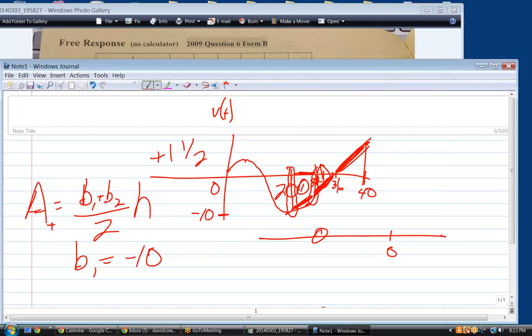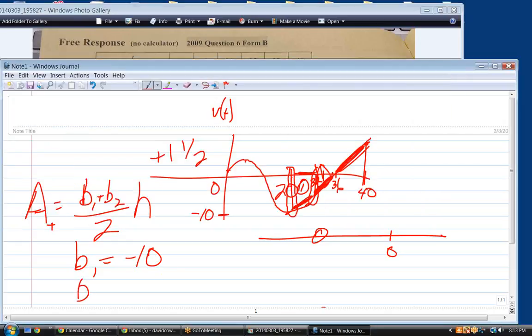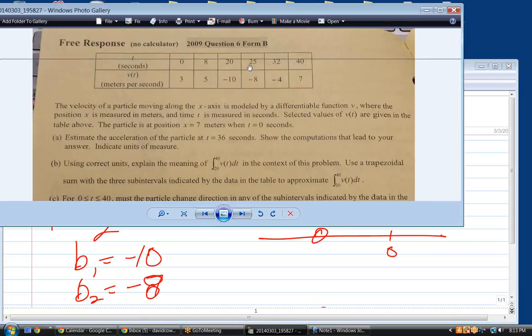Base 2 would be approximately at 27. I'm going to estimate the value of v of t at 27 to be minus 7. She said 8 for that one. Minus 8? All right, I'll go with that. Plus a negative 8. That's why it's strange to divide that into 3 intervals. If you divided it into 4 intervals, it'd be perfect.